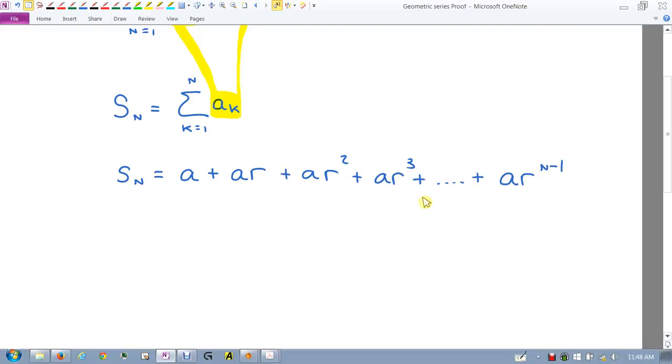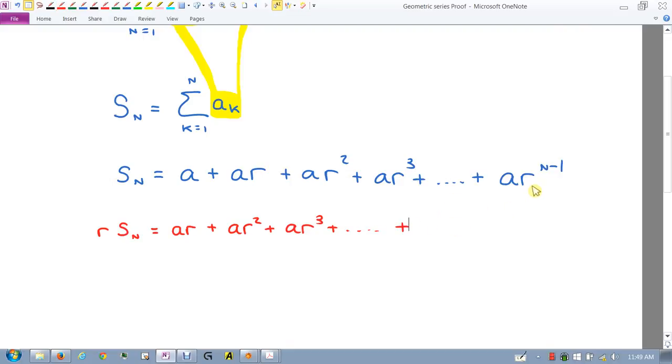Yes? Okay. So here's where we do something extremely clever, and I didn't make it up, someone else did this, all right? So watch this. It doesn't seem like a natural move, but I'm going to multiply both sides of this equation by r. Just do it. See what happens. r s sub n. Agreed? What happens on the right side? AR plus AR squared plus AR cubed. And that'll keep going on until I get to the very end.